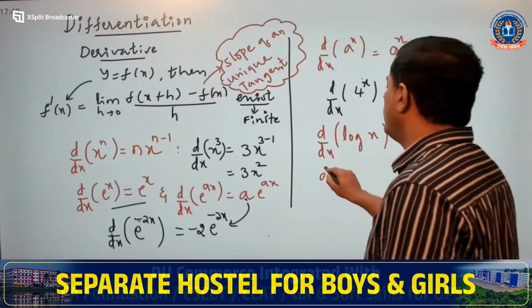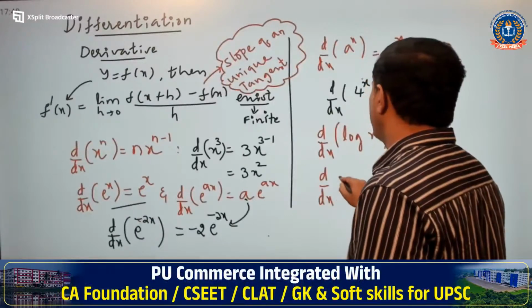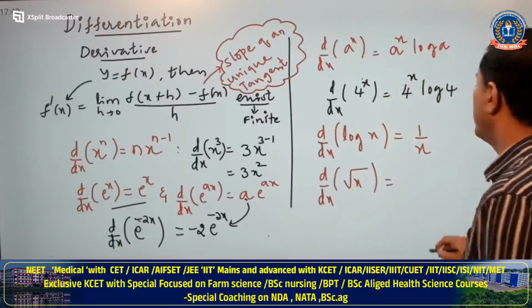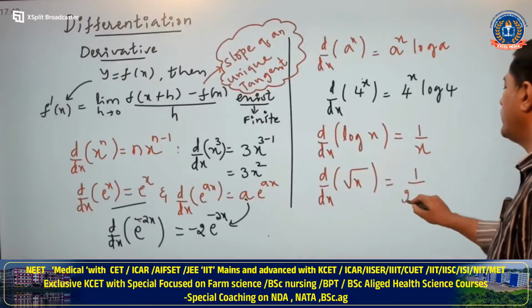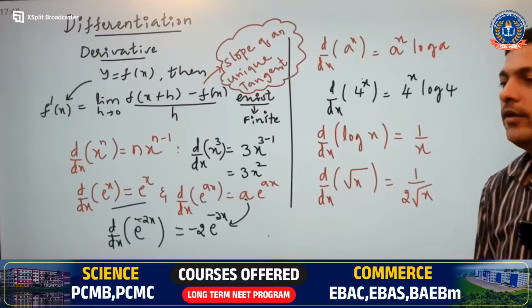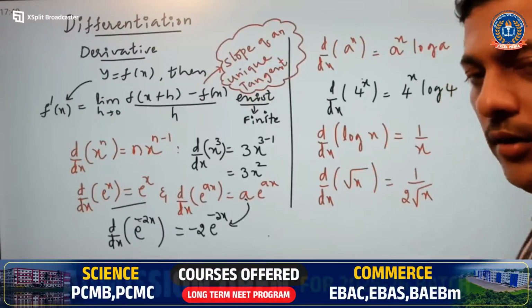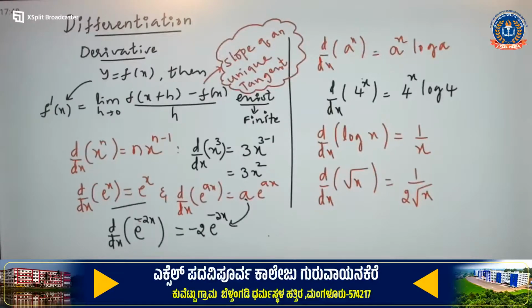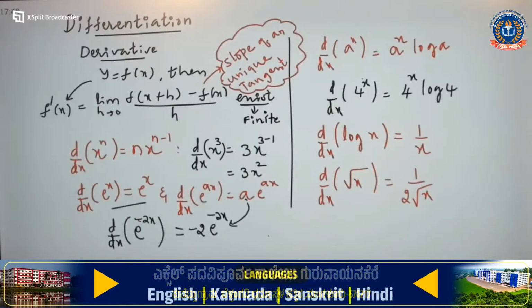And the derivative of root x, I think yesterday I explained it. Now directly I am writing the answer. It is 1 by 2 root x. Okay, this is what we have done yesterday. Then today we will go to the next part or next formula list. Do it up fast.